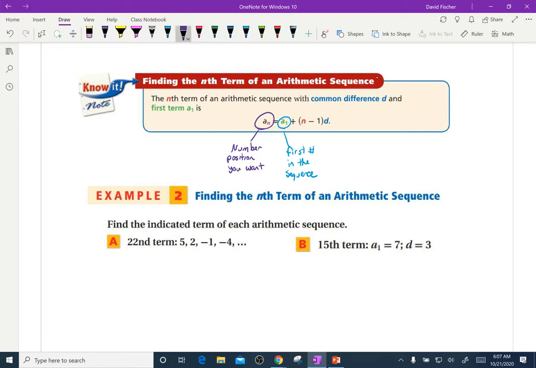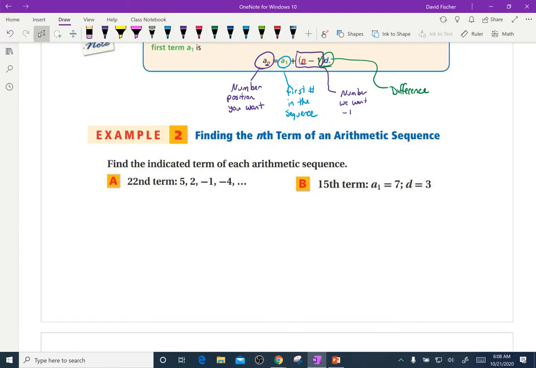This guy right here in parentheses is n. Notice that the n here and the n here are the same. It is the number we want, minus 1. It's always going to be the number we want minus 1. And then our very last thing is this d here. That's our difference. Now we're going to use this rule, and eventually, hopefully, we'll start to memorize this if we use this enough.